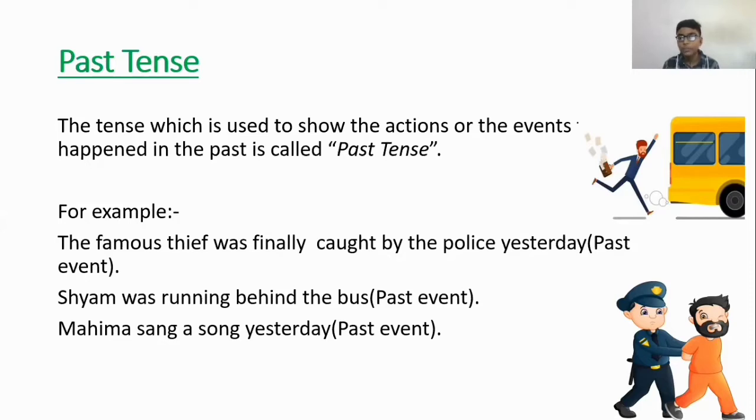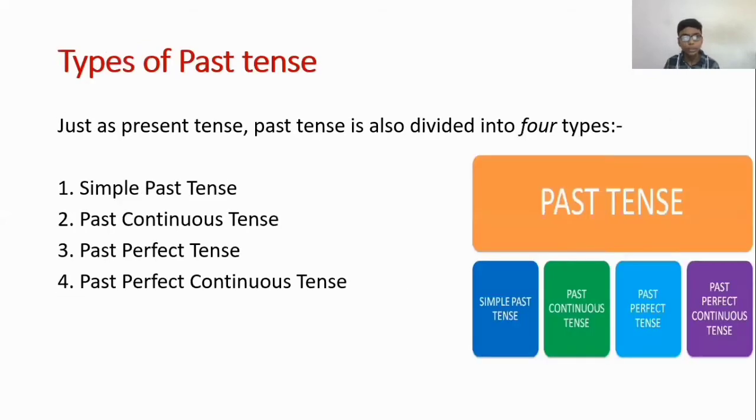I hope this will be easy for you as I have taught you about present tense. So there is nothing more change here other than the time. In present tense, the time was the present, and in the past tense, the time is past. Just like the present tense, past tense is also divided into four types. First one is simple past tense, second one is past continuous tense, third one is past perfect tense, and fourth one is past perfect continuous tense. These four are the types of past tense because it needs to be categorized just like present tense.